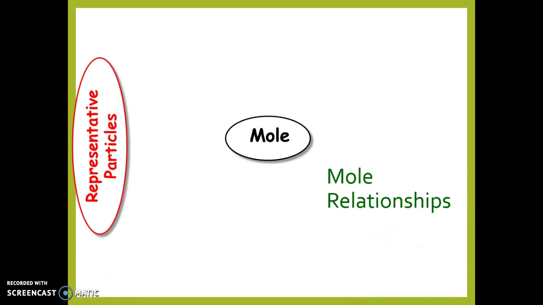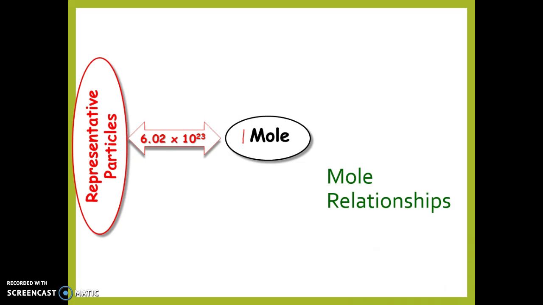So the first one is representative particles. We already know something about that, don't we? What do we know about representative particles? How many particles are in 1 mole? 6.02 times 10 to the 23rd. Very good. So we already know that there are 6.02 times 10 to the 23rd particles in 1 mole. So every time we see this, we're going to use 1 mole. Okay? And when we're using particles, the number that goes with the particle is 6.02 times 10 to the 23rd.